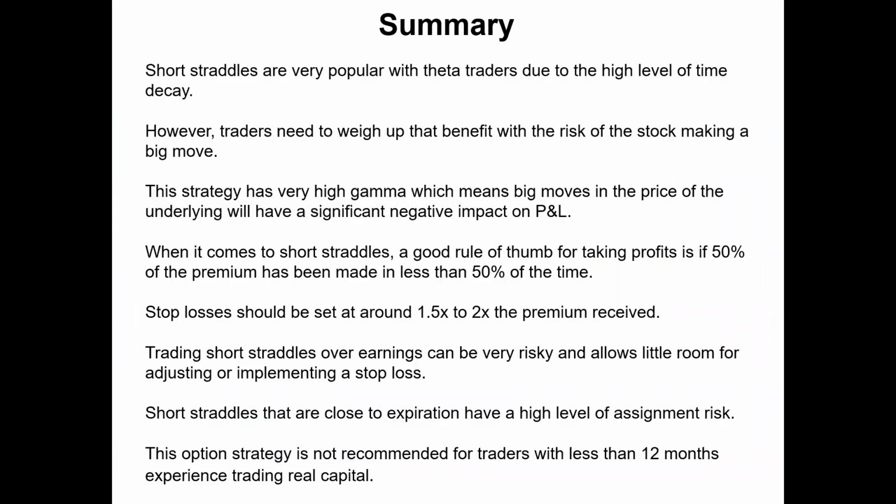In summary, short straddles are very popular with theta traders due to the high level of time decay. However, traders need to weigh up that benefit with the risk of the stock making a big move. This strategy has very high gamma, which means big moves in the price of the underlying will have a significant impact on P&L. When it comes to short straddles, a good rule of thumb for taking profits is if 50% of the premium has been made in less than 50% of the time. Stop losses should be set at around 1.5 to 2 times the premium received.